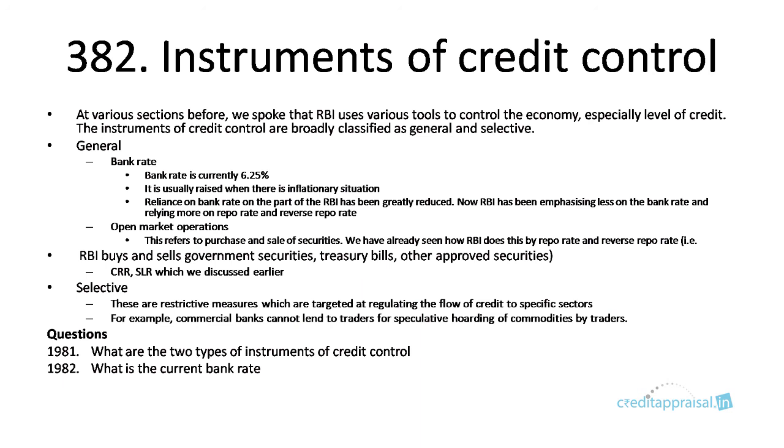Then there are selective instruments of credit control. These are restrictive measures which are targeted at regulating the flow of credit to specific sectors. For example, commercial banks cannot lend to traders for speculative hoarding of commodities. This is a selective instrument of credit control. Whenever the measures are targeted at a particular sector, not for the entire economy, only for a particular sector, it's known as selective instruments of credit control.